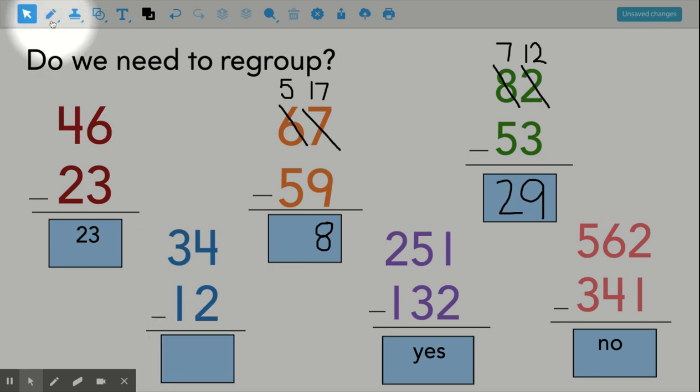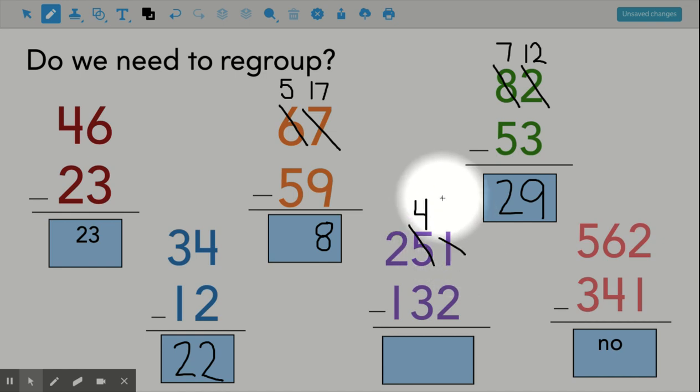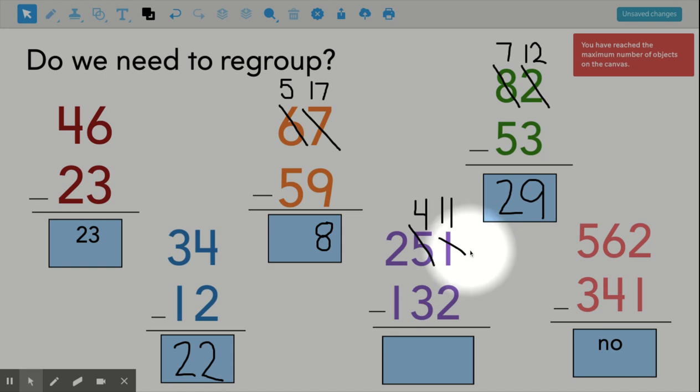Get rid of that, grab my pen. 4 take away 2. Hold up 4 fingers and take away 2. You will see that you only have 2 left. And 3 take away 1 is also 2. So there's my answer. Now on this one, yes, we do have to borrow. Okay. Get rid of that, grab my pen. 1 take away 2. That's not going to work. So I'm going to go next door and borrow from Mr. 5. He changes to a Mr. 4. So my 1 can take those 10 ones and change to an 11.